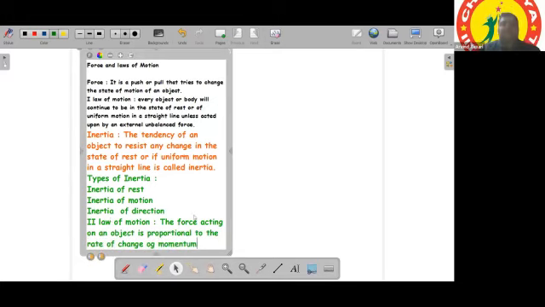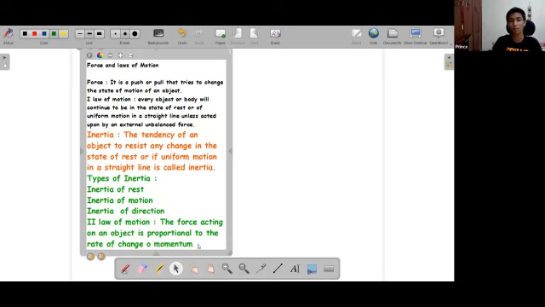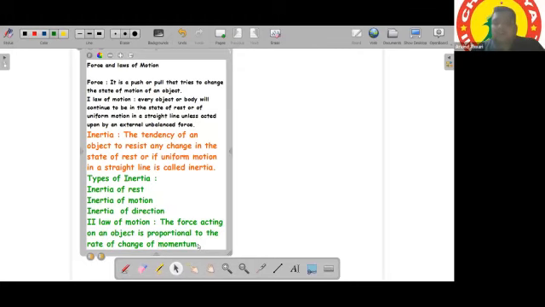What is momentum? Yes, what do you mean by momentum? Prince, what is momentum? Sir, mass and velocity of object. Okay. It is the product of mass and velocity that we call momentum. So the product of mass and velocity is called momentum.